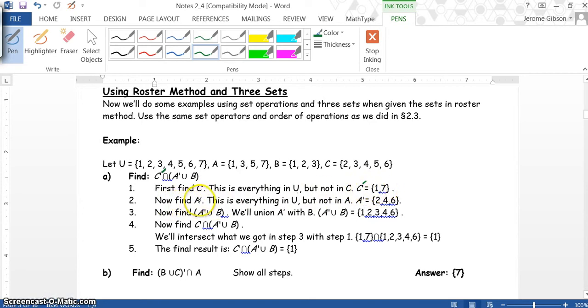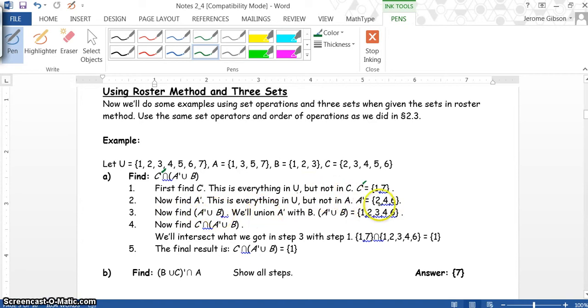Now find A complement. This is everything in the universal set, but not in A. If we look at A, we have 1, 3, 5, 7. So if you notice, that leaves us 2, 4, and 6. That's A complement. Now we find A complement union B.